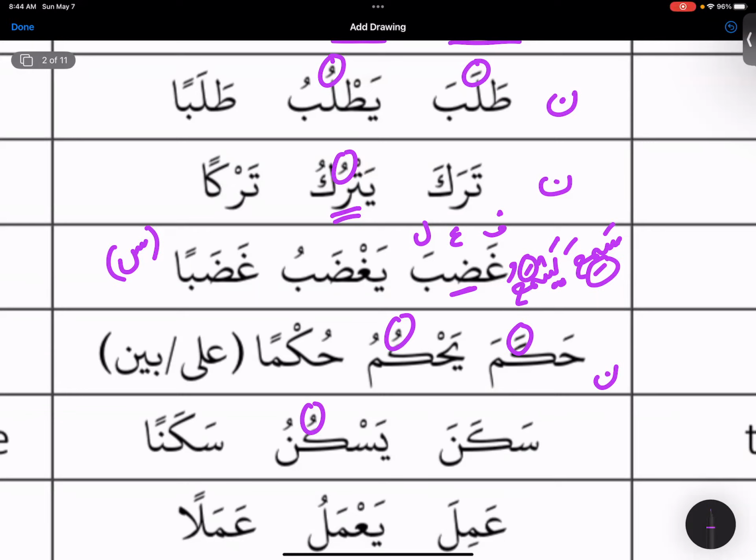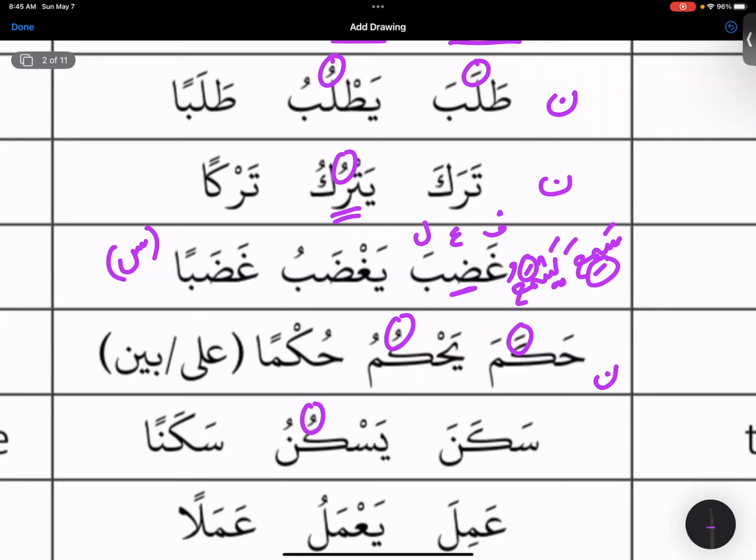What does sakana yaskunu mean? To stay or live. To stay, to have peace, calm. And what is hakama yahkumu? To give order, to judge. What is ghadiba yaghdabu? To be angry.